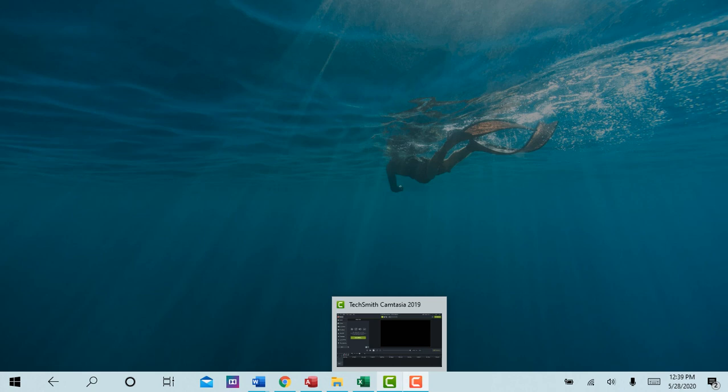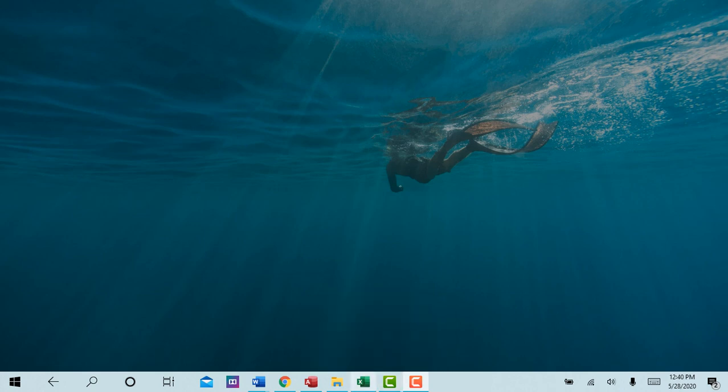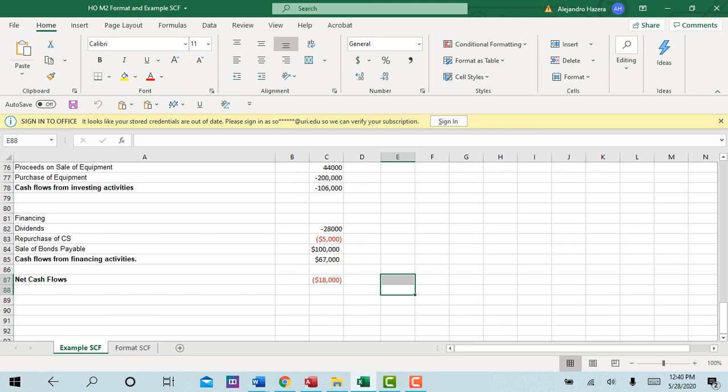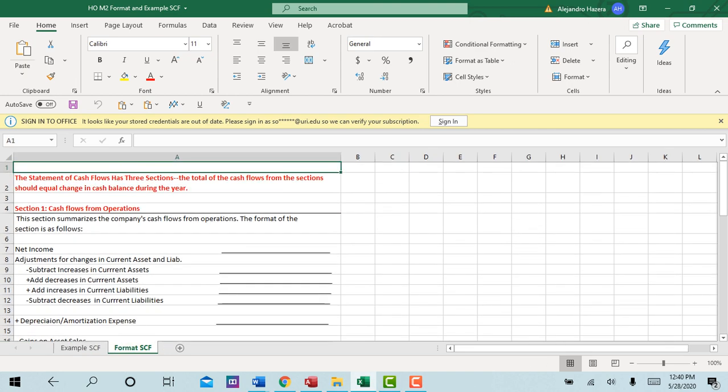It's going to be split into three different videos to keep them short. The first one is the format. The second one is going to be the setup of the statement of cash flows. And in the final one, I'm going to make the statement of cash flows. Okay, so let's get started with the format of the statement of cash flows.